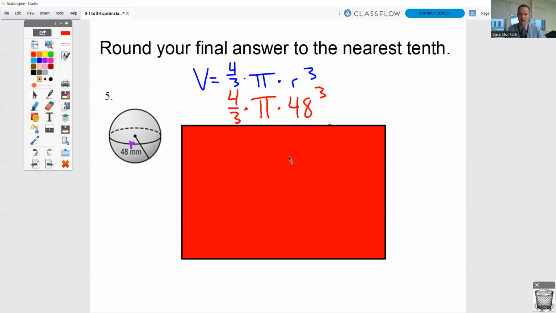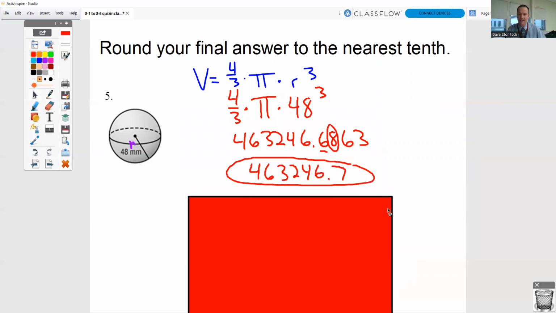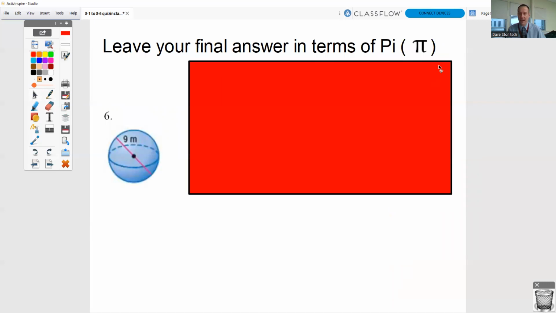Remember, to do 4/3, you do 4 divided by 3. We're rounding to the nearest tenth, so we type in everything and get our big, long, ugly decimal. We want to round it to the nearest tenth. The 6 is in the tenths place. We need to look at the number after it. That's 5 or higher. So this rounds up to be a 7. So we get 463,246.7.